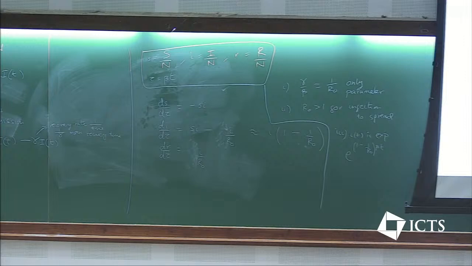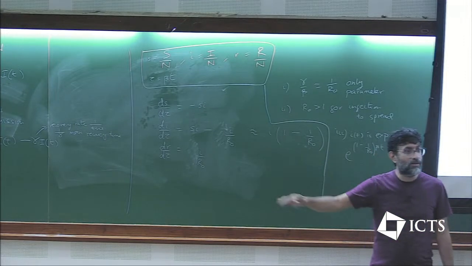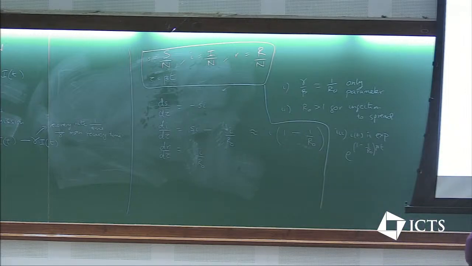Now it won't go on forever. That's just in the beginning, it's like this. Eventually it can't go on because all those recovering ones are eventually going to suck away the susceptible population. So eventually, even if you had R naught exactly 1, that would die out in a model like this because eventually the recovered go down.